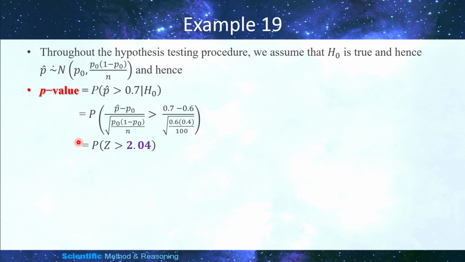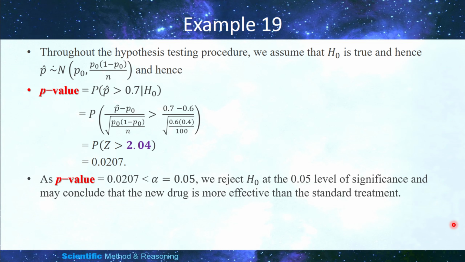Okay, so here the probability becomes P(Z greater than 2.04), and you can use Excel to calculate this probability, which equals 0.0207. But in previous years, we did not have Excel software available to students during the examination. So this p-value approach will not be considered basically in this course.